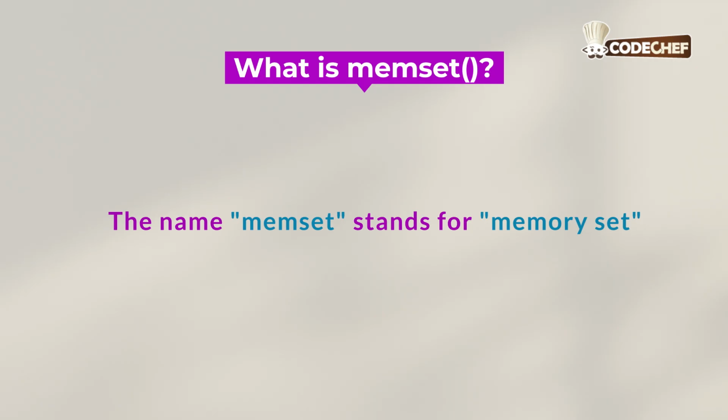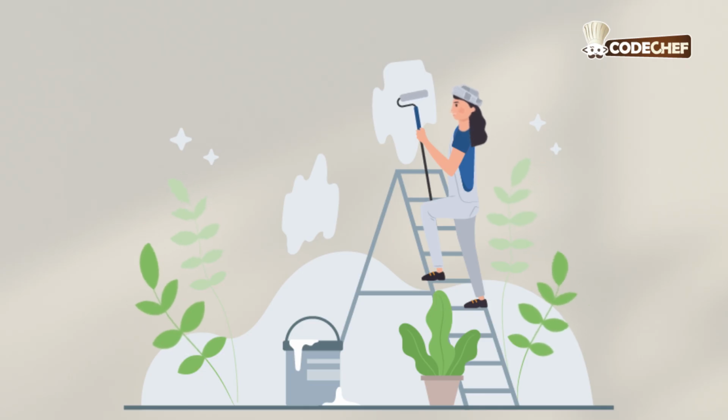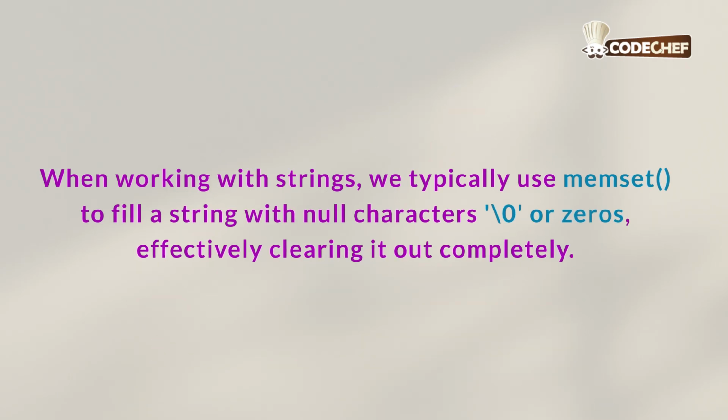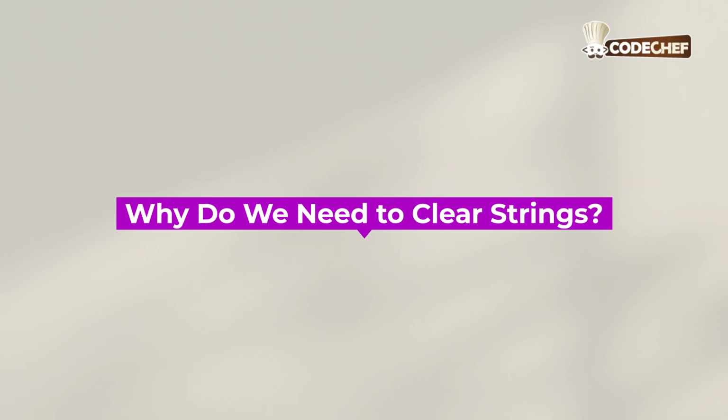Our second concept is string clearing, resetting or wiping out a string completely using memset. Now, what is memset? The name memset stands for memory set. It sets a block of memory to a specific value. Think of it like a paint roller that can quickly paint over an entire wall with a color. When working with strings, we typically use memset to fill a string with null characters or zeros, effectively clearing it out completely.